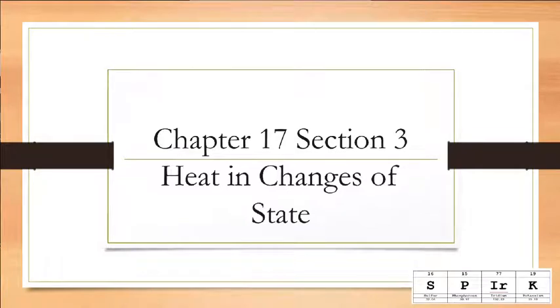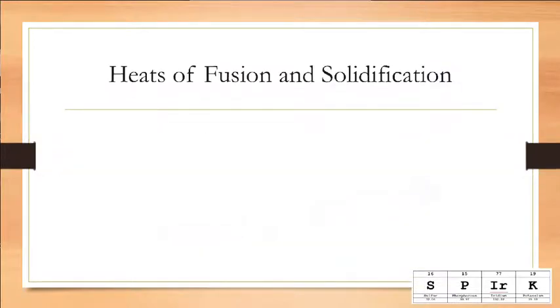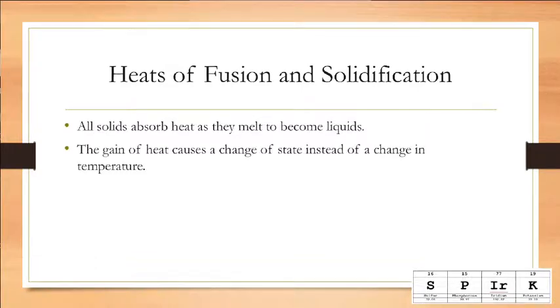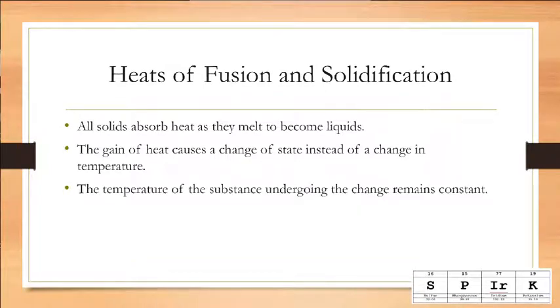This is Mr. Spurk, and this is your Chapter 17, Section 3 notes, all over heat and changes of state. So we have heats of fusion and solidification. All solids absorb heat as they melt to become liquids. The gain of heat causes a change of state instead of a change in temperature. The temperature of the substance undergoing the change remains constant.